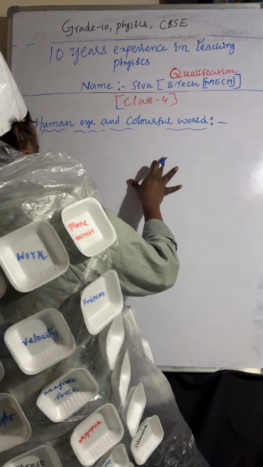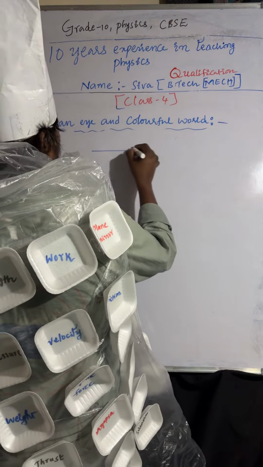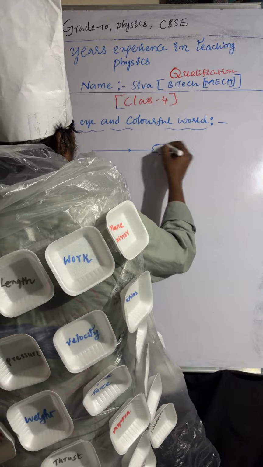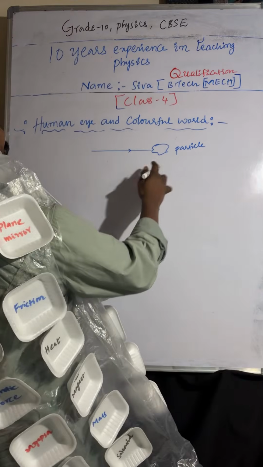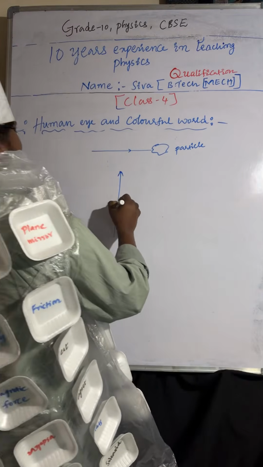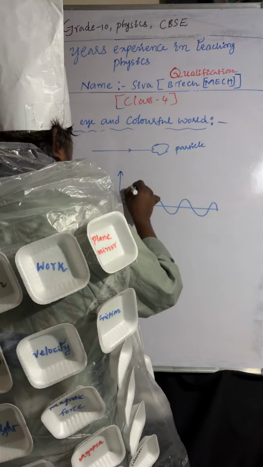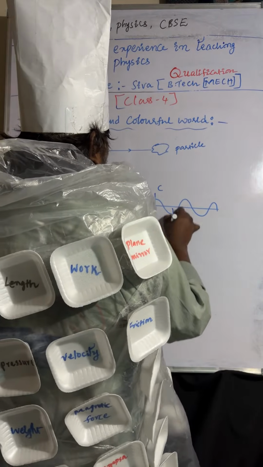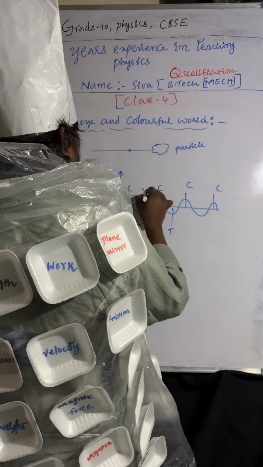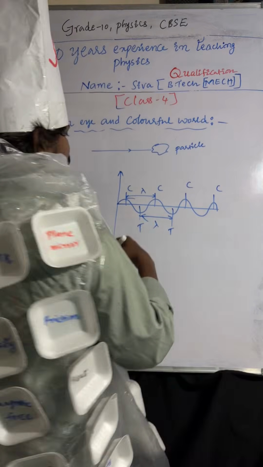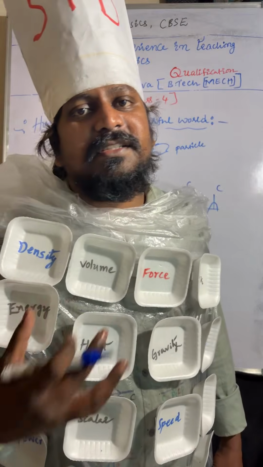Here, this is the light which is incident on the particle. This is the particle. When light is incident on the particle, if you take the wavelength, this is the wavelength, the distance between two consecutive crests. This is a crest, trough, crest. So the distance between two consecutive crests or two consecutive troughs is called wavelength.